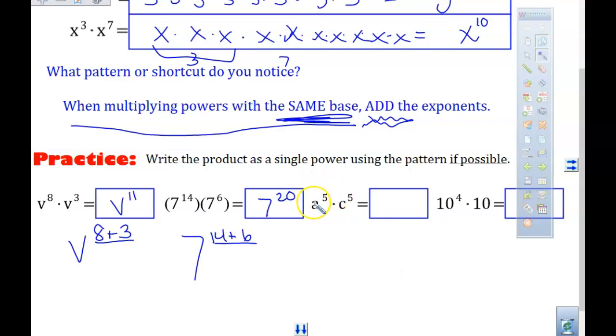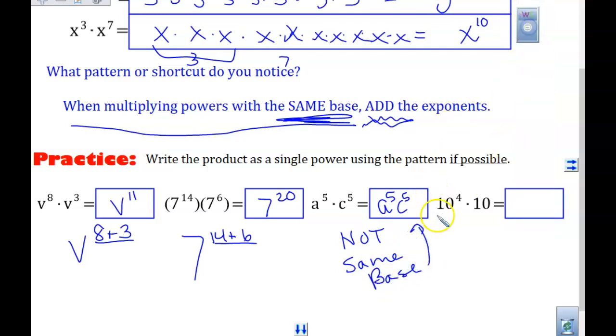Okay. This next one, is the base the same, Amy? No, the base isn't the same. So our answer is going to be a to the 5th and c to the 5th. You can't add those. They are not the same base, right? So not the same base, you can't add. They have to keep it exactly the same.